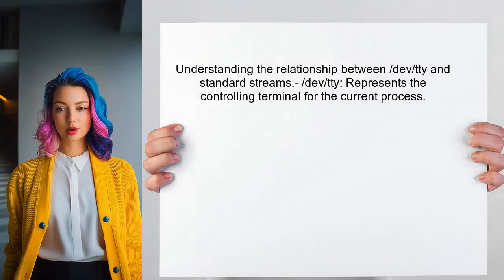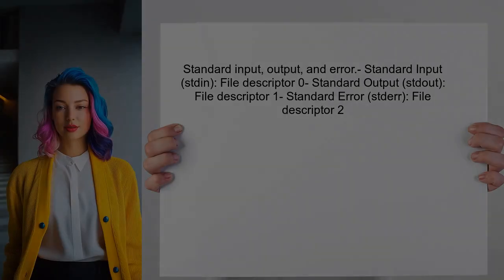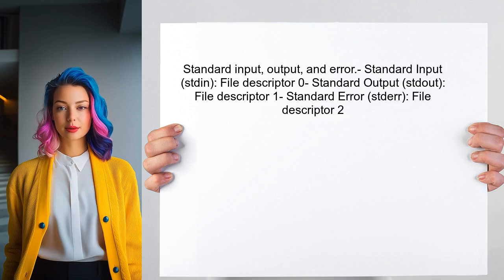To understand the relationship between /dev/tty and standard input, output, and error, we first need to clarify what /dev/tty represents. It is a special file that refers to the controlling terminal for the current process. Next, let's look at standard input, output, and error. These are represented by the file descriptors 0, 1, and 2 respectively. Standard input is typically the keyboard, while standard output and error are usually the terminal screen.